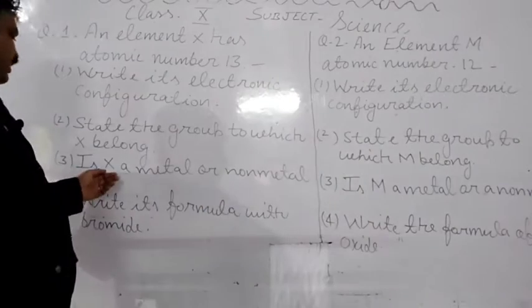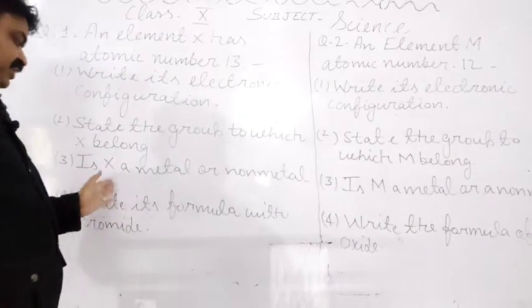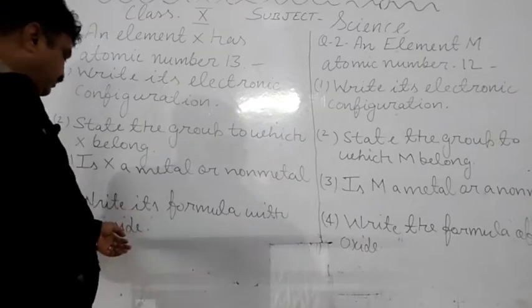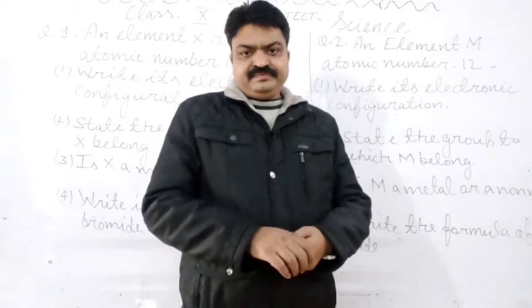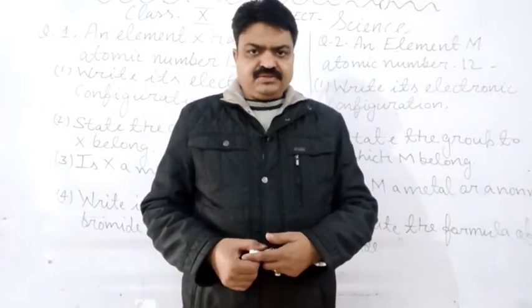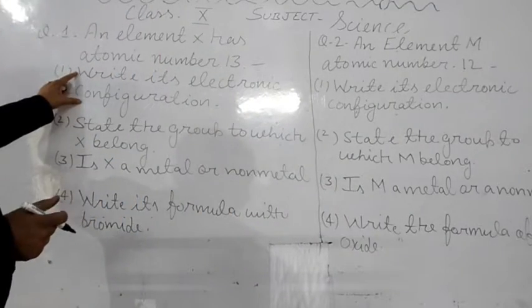Next, is X a metal or non-metal? That the X element is a metal or non-metal, that we will tell. Write its formula with bromide. Its formula we will write with bromide, and bromine ion is known as bromide, student. Now we come to the electronic configuration.